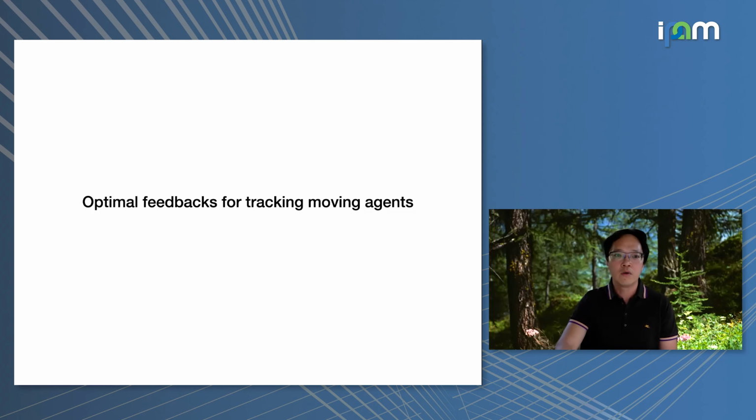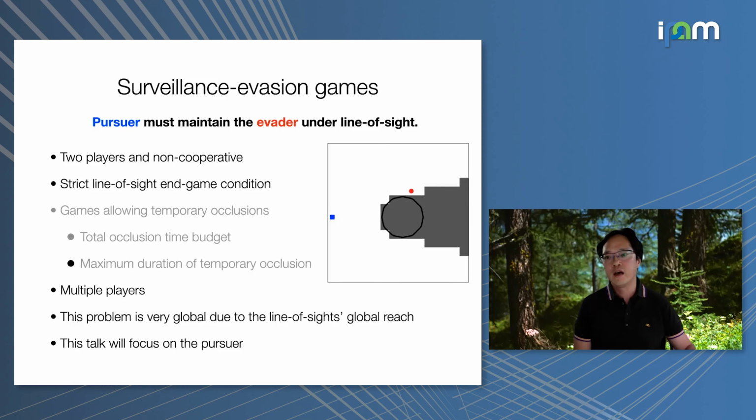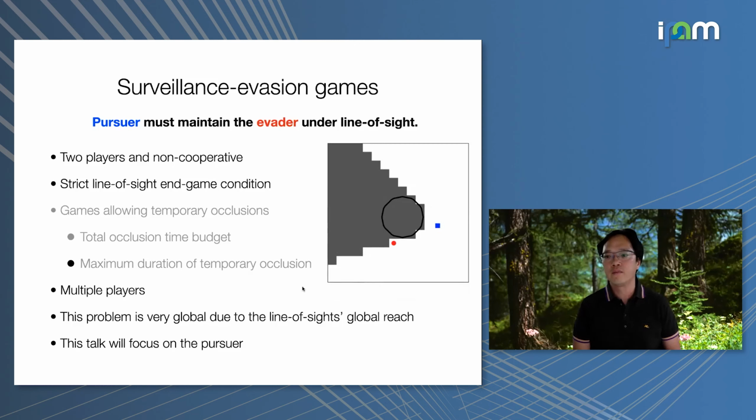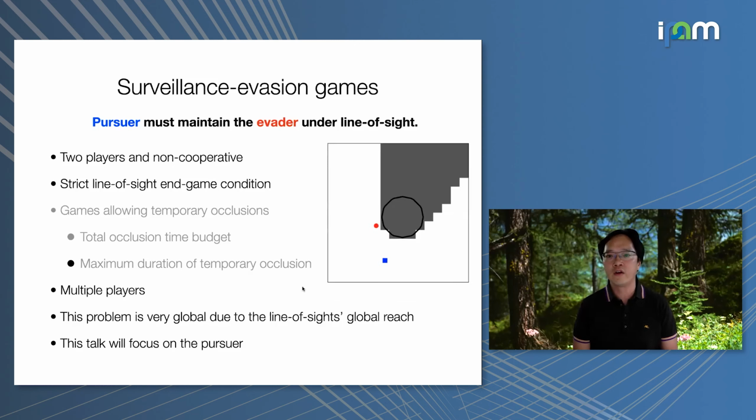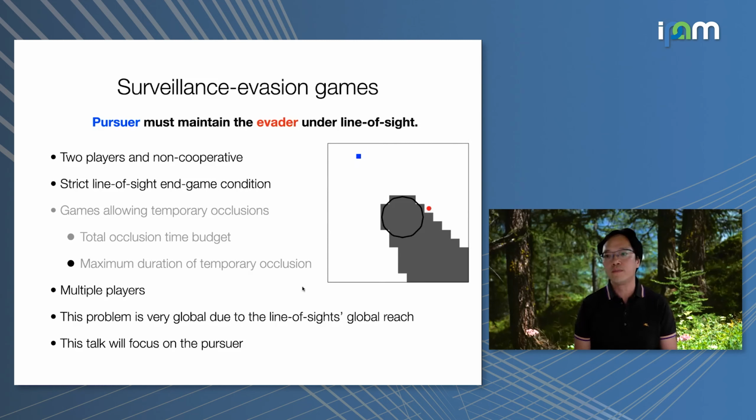We want to learn optimal feedbacks for tracking moving agents. We're thinking about what we call surveillance-evasion games, and it's best illustrated in the movie on the right. You have a pursuer, denoted by the blue square, and an evader that's moving around, denoted by the red circle, in an environment that here consists of just circular obstacles that block the line of sight of the pursuer.